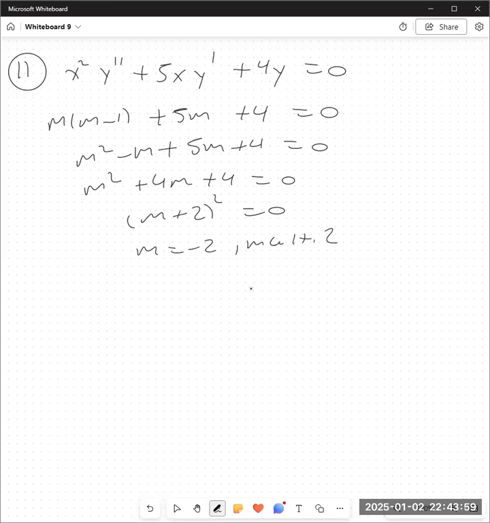Multiplicity 2. y equals c1 x to the negative 2 plus c2 x to the negative 2 ln of x.